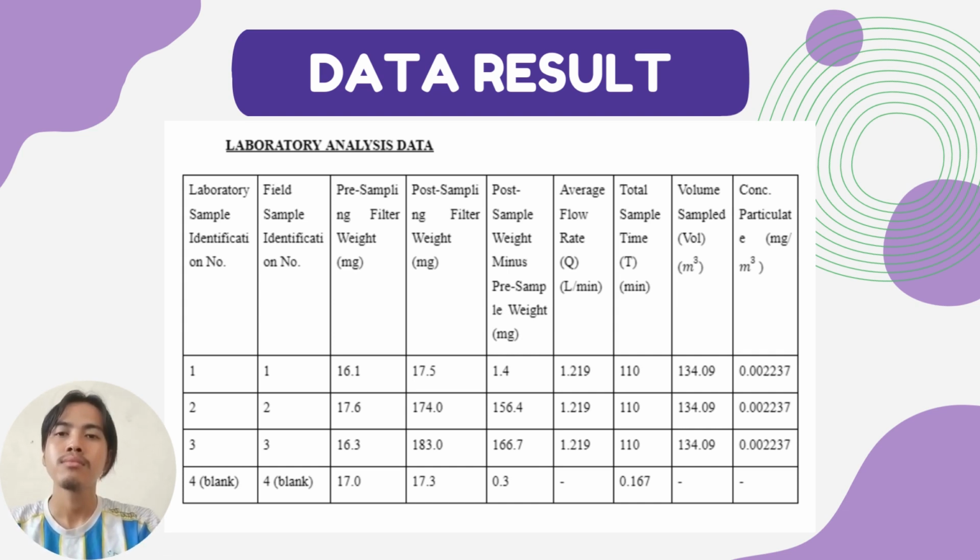So the sample volume we got is 134.09 cubic meters, and the concentration of particulate for the dust is 0.002237.